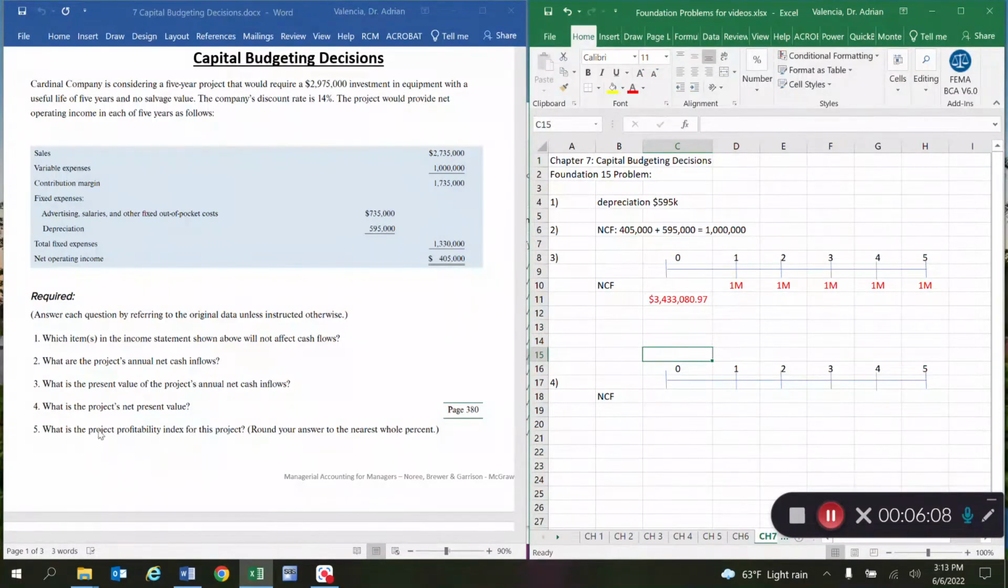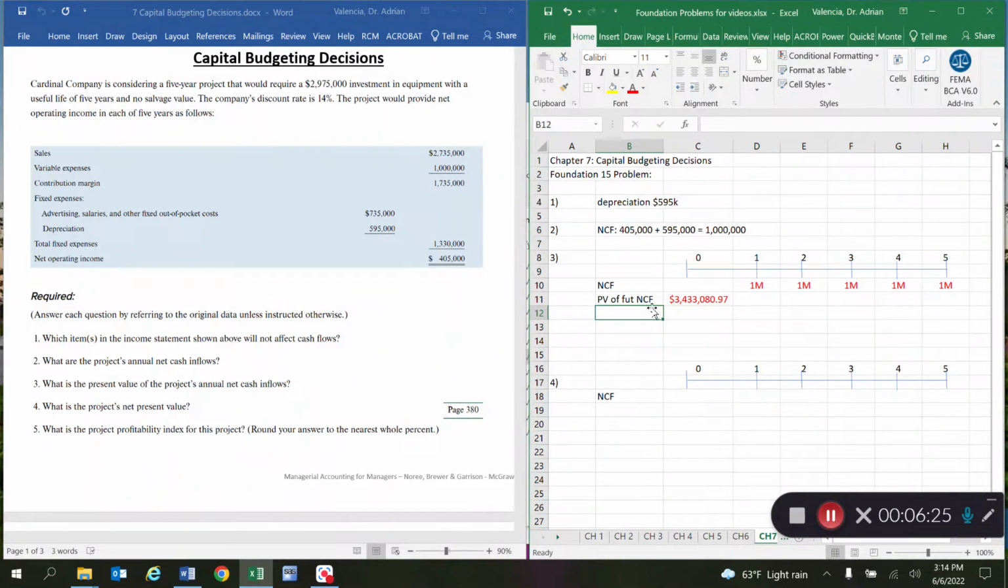is asking us, what is the project's net present value? Okay, so don't confuse the present value. Like, this is the present value of all future net cash flows. Let me expand this a little bit. That's what this is, okay? Don't confuse the present value of all the future cash flows with the NPV of the project.